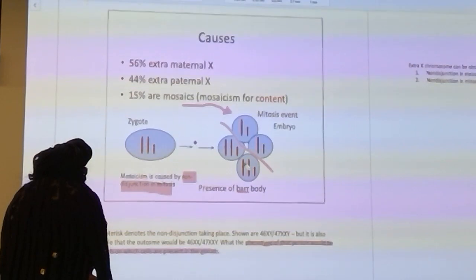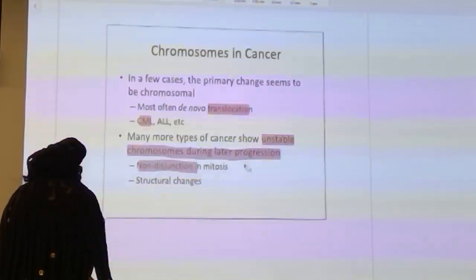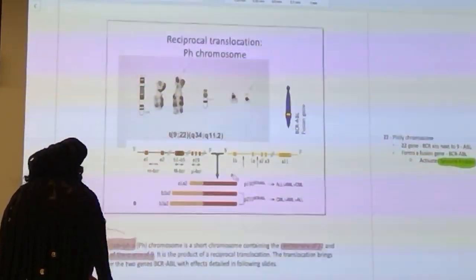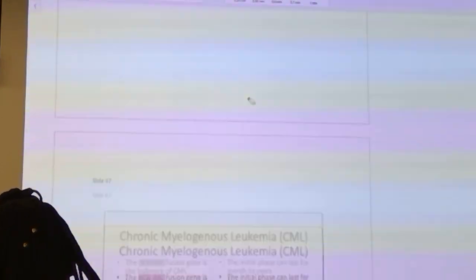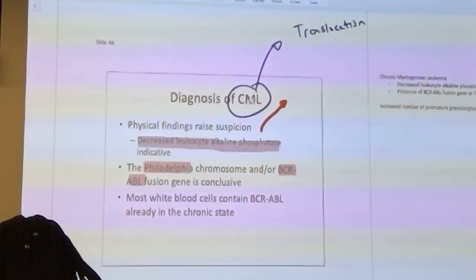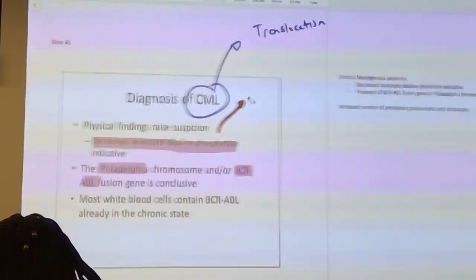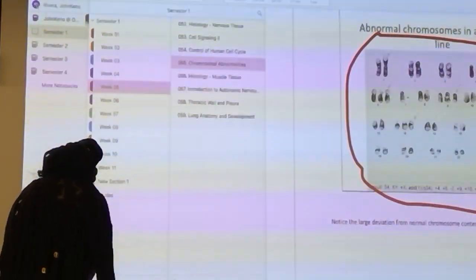Okay. Cool. And just know the Philadelphia chromosome, or CML, is an overactive tyrosine kinase. Any questions?